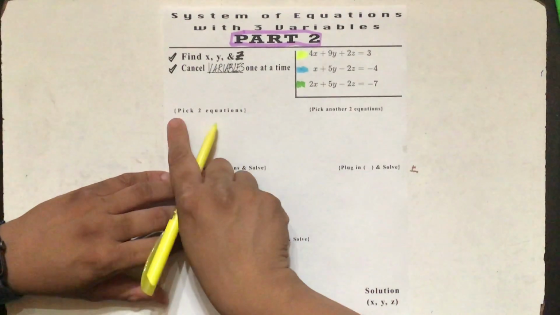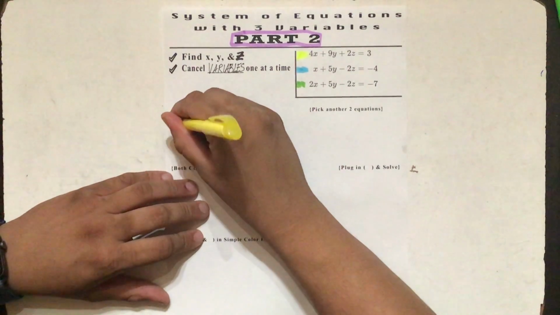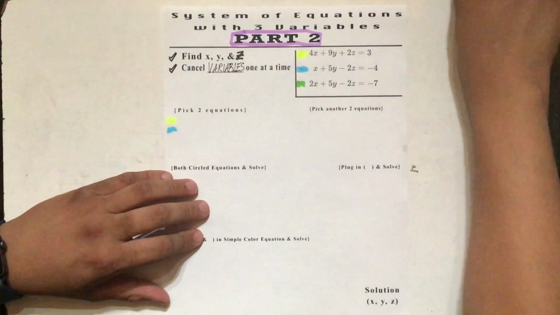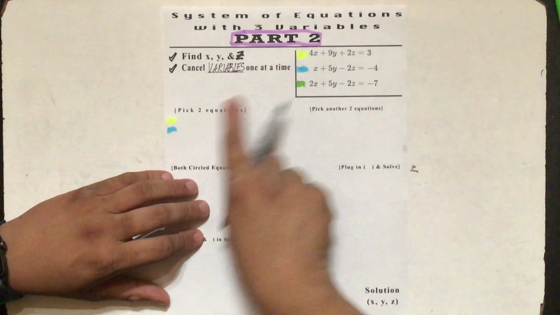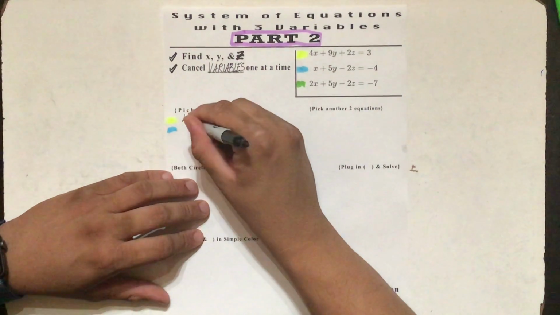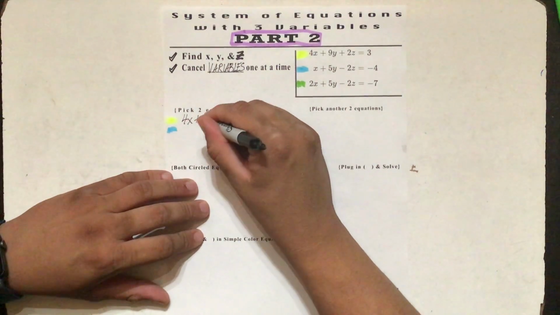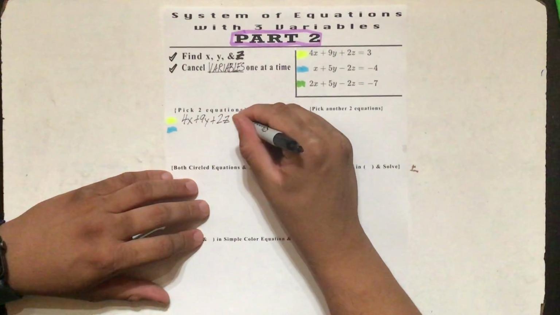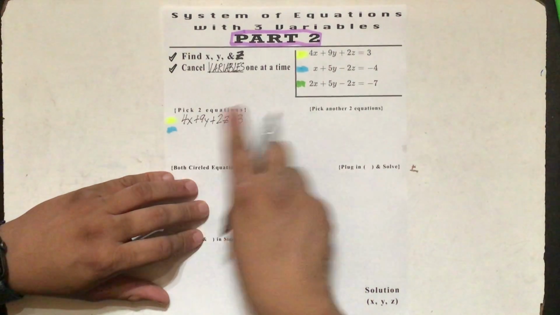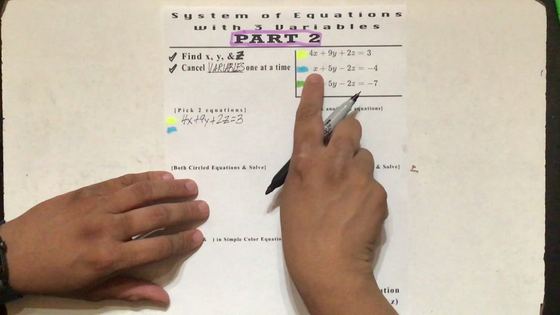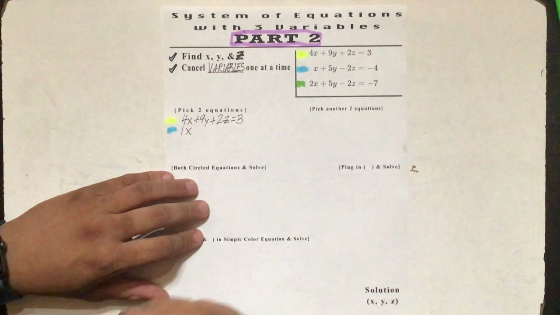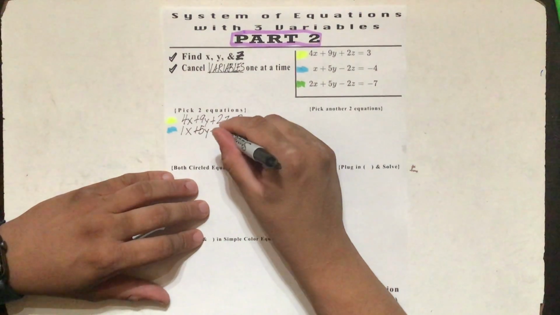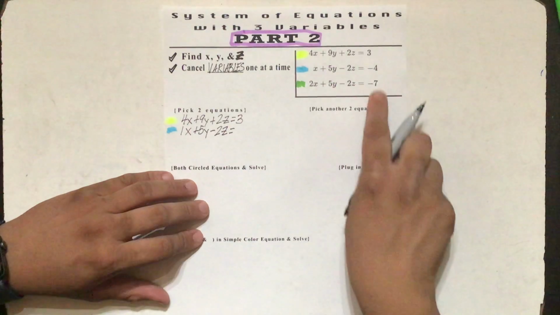So I'm going to bring over here where it says pick two equations. I'm going to bring over yellow, and I'm going to bring over blue. So I literally just copy yellow. Yellow says 4x plus 9y plus 2z is equal to 3. So I copied yellow. Now I'm going to copy blue. Now this is x, but I'm going to write 1x here so I'm not confused. Plus 5y minus 2z is equal to negative 4.